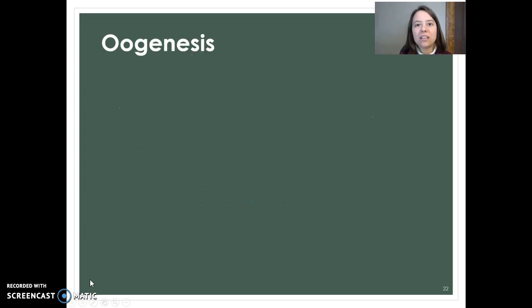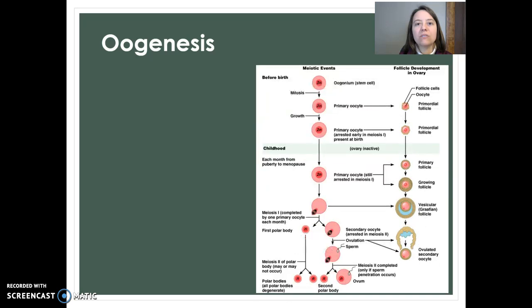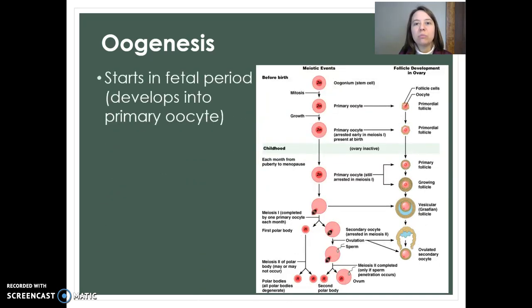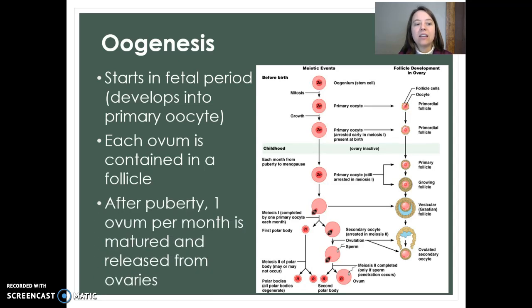So oogenesis, as we talked about before, is the creation of an ovum or an egg. And this actually starts in the fetal period for females as opposed to males, and it develops into a primary oocyte, and then the development stops until puberty, and then 1 ovum per month continues on through the whole cycle, and each ovum is contained in a follicle. Like I said, after puberty 1 ovum per month is matured and released from the ovaries.